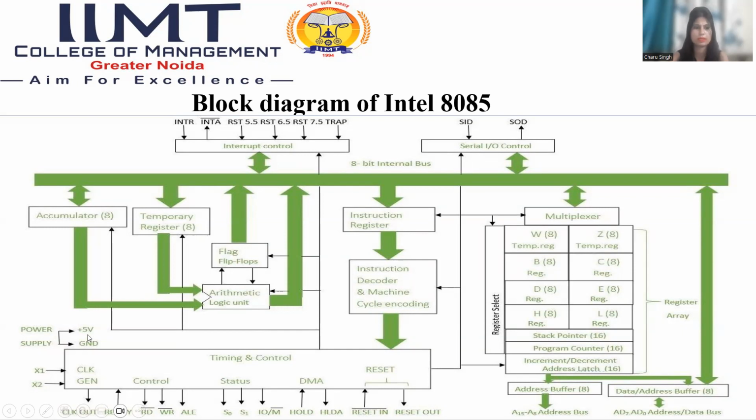We also discuss the power supply. The microprocessor uses a 5-volt power supply, and here is the interrupt control. As I told you, TRAP has the highest priority in the interrupt control. Then we also have serial I/O control, that is serial input and serial output.